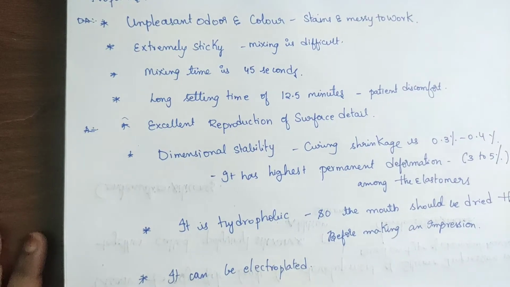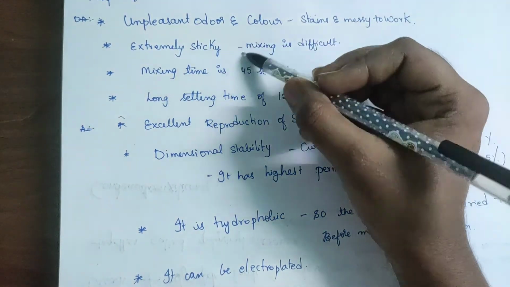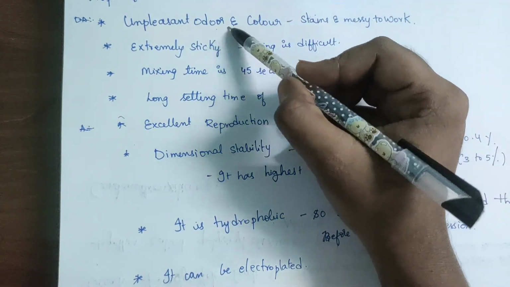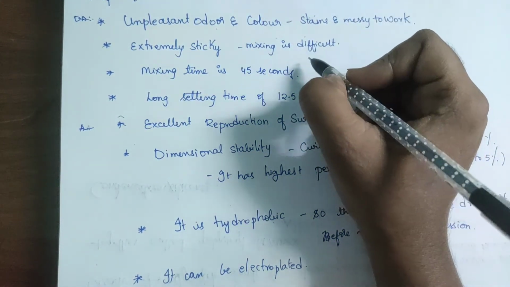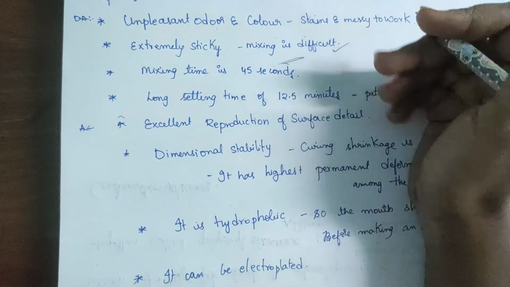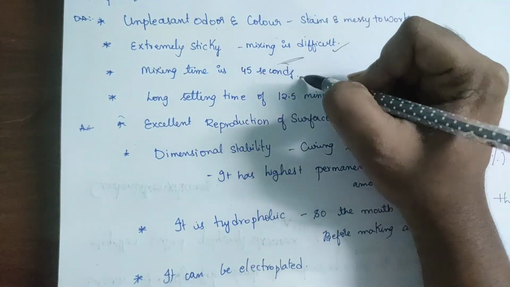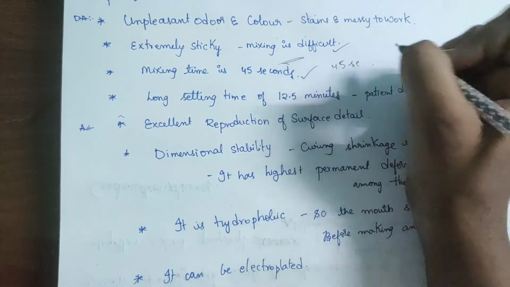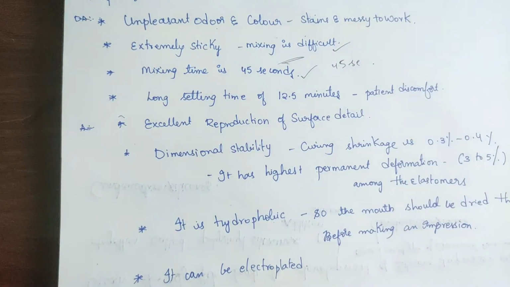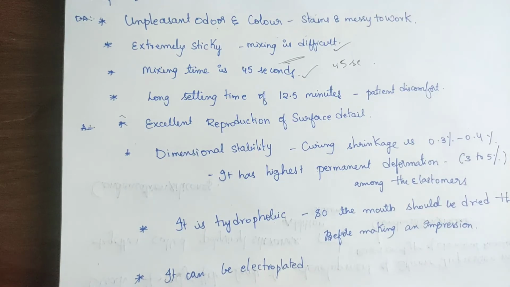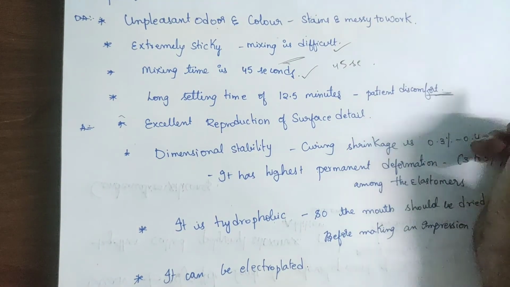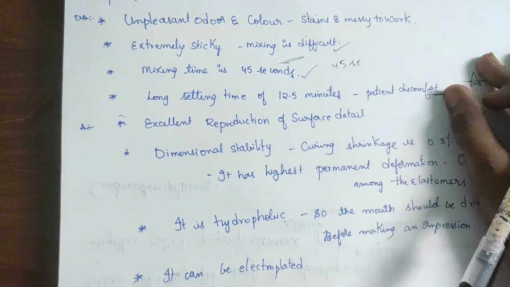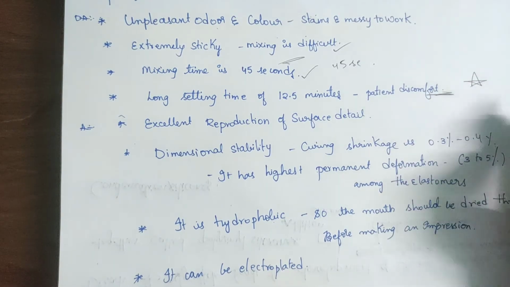So what are the properties of polysulfide? Previously I said the disadvantages are unpleasant odor and color. It is also extremely sticky, so the mixing is very difficult. This is one of the disadvantages, and the mixing time is only 45 seconds, and there is a long setting time. Imagine a patient sitting in the dental chair and opening his mouth for 12 minutes. It is so much discomfort to the patient. So it is a big disadvantage of using polysulfide. We can't make the patient wait for 12 minutes, right?